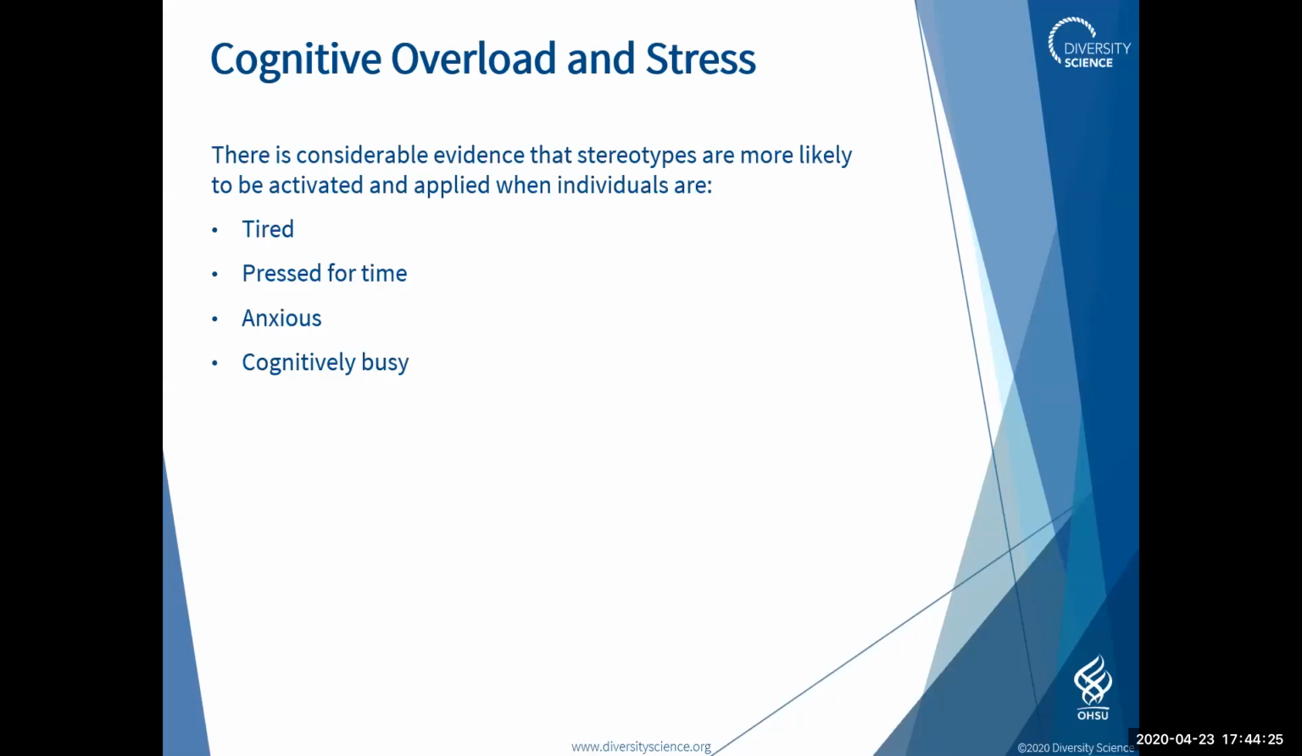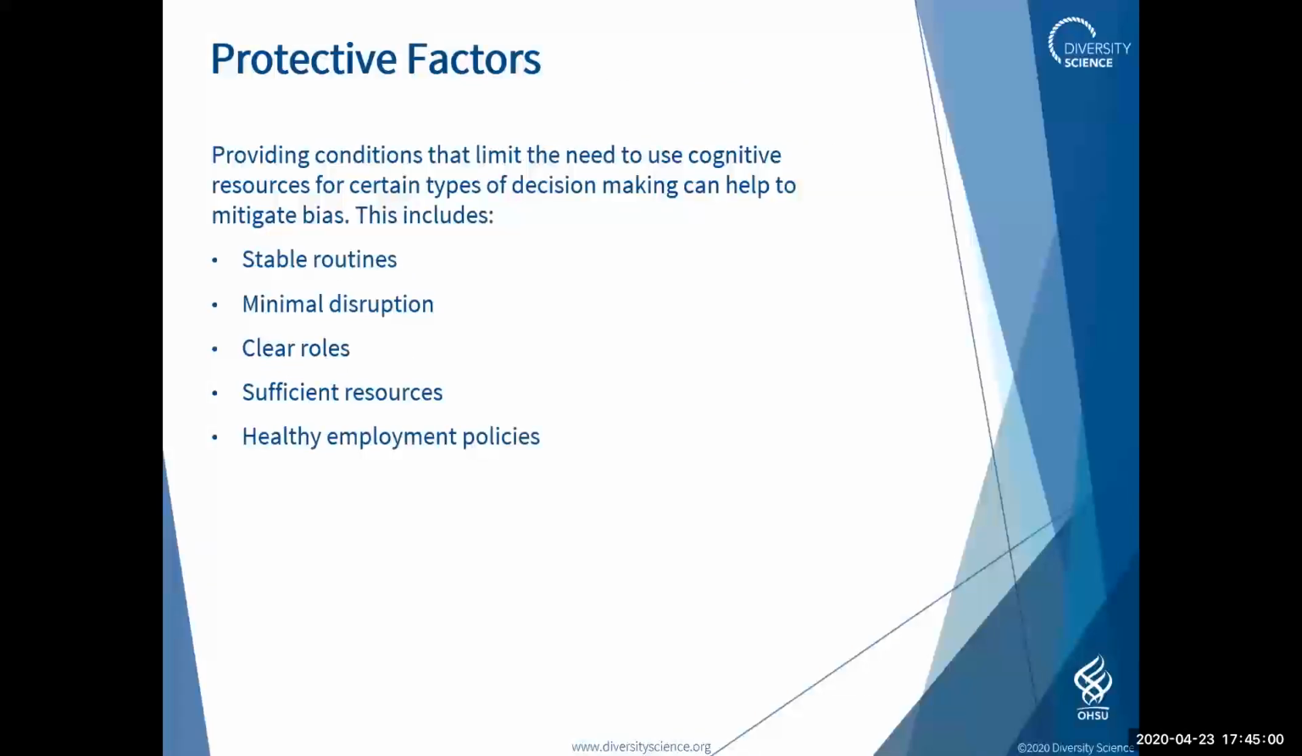And this is really important when we think about what's going on with COVID-19. The demands of COVID-19, the challenges in our response, and the systems that are inadequate to respond in a way that is protective of clinicians, providers, and patients are biasogenic conditions. They're creating the conditions that make us most likely to be relying on automatic biases and least likely to be able to notice, identify, and interrupt. Protective factors include stable routines, minimal disruption, clear roles, sufficient resources, and healthy employment policies.